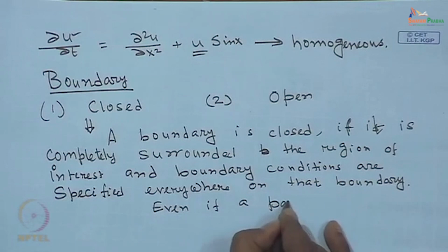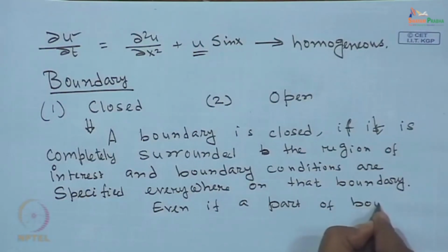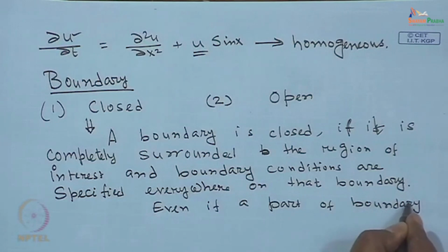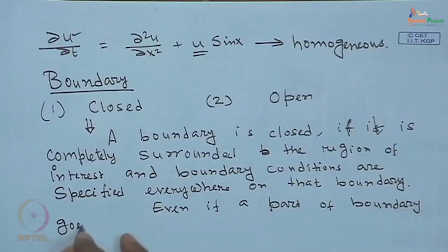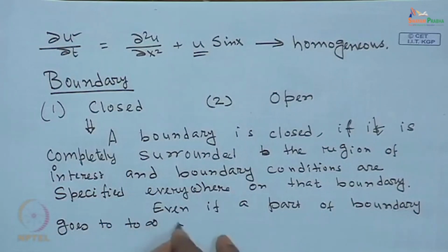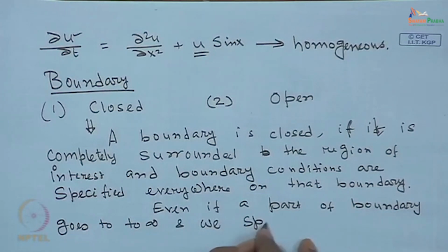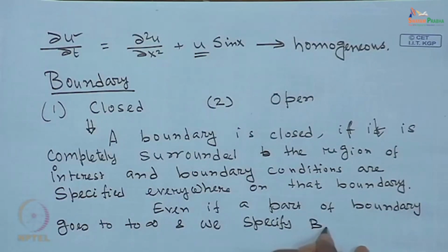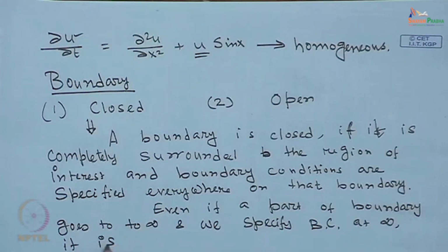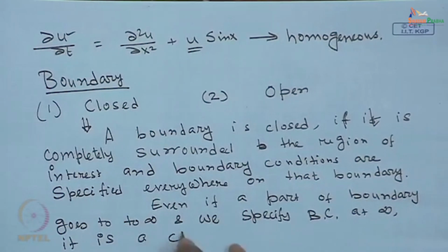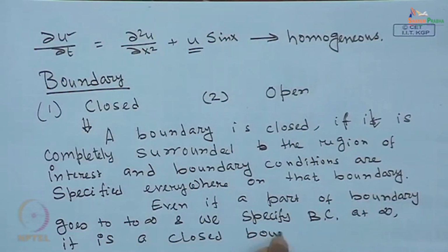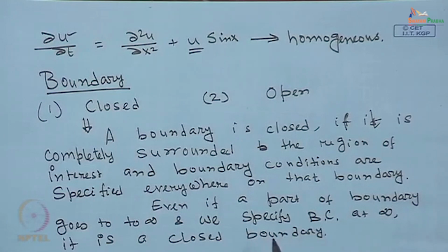even if a part of the boundary goes to infinity and we specify the boundary condition at infinity, it is a closed boundary. If a boundary condition is specified at infinity, then it cannot be an open boundary, it will be a closed boundary in that case as well.